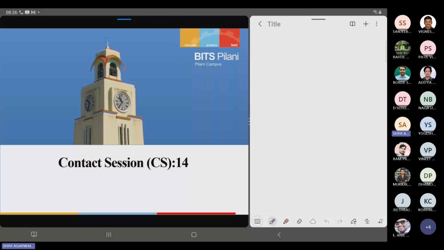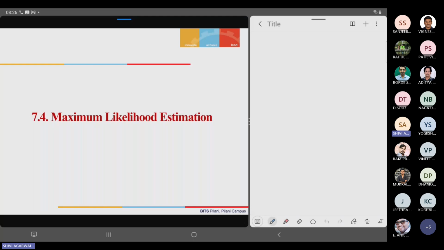So in the last class, we have done interval estimation. Now we are doing the maximum likelihood, that is section 7.4. In the last class, you suggested that I always mention the section number of your book. So here it is section number 7.4, the maximum likelihood estimation. And this is considered a point estimation.